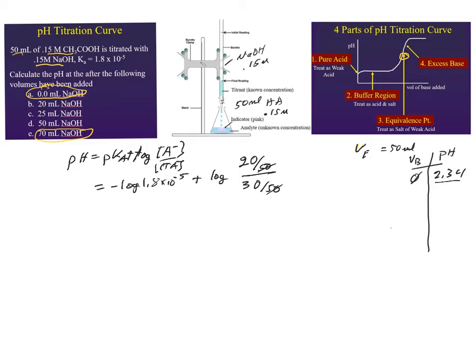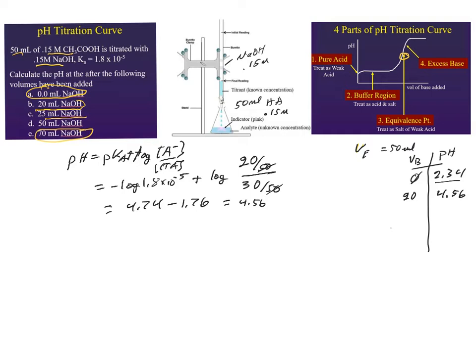And that would be equal to 4.74 minus 0.18. Notice that this log is negative because we haven't made it to the half equivalence point yet. And this would be equal to 4.56. So at 20 mL, we're at 4.56. Now the next value: we just did the 20 mL, and now we're going to do 25 mL.